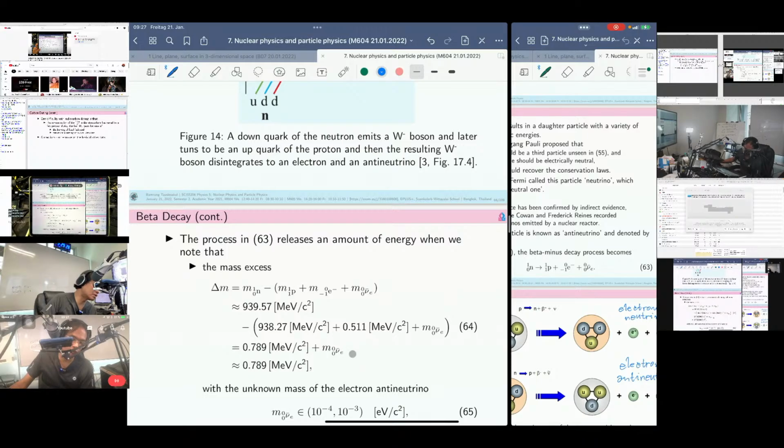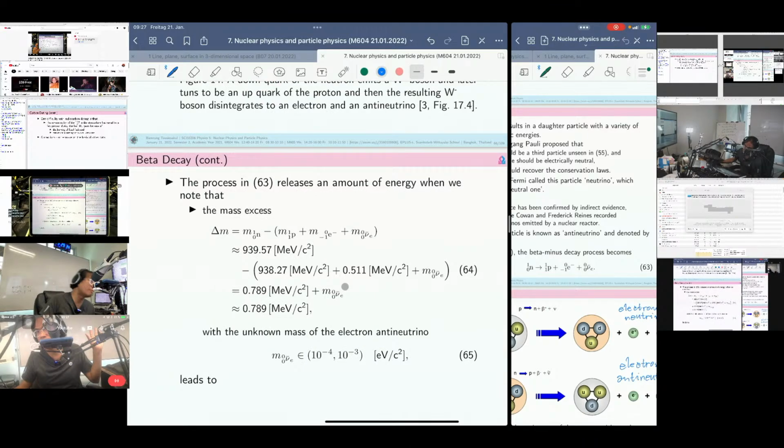Maybe in your generation, when you are 40, 50, or 60 years old, you might be the person who gets the exact value for the mass of the electron neutrino. Now the people in the physics society believe that the mass of the electron neutrino is much smaller than the mass of the electron. You know, the mass of the electron is 0.511 mega electron volts.